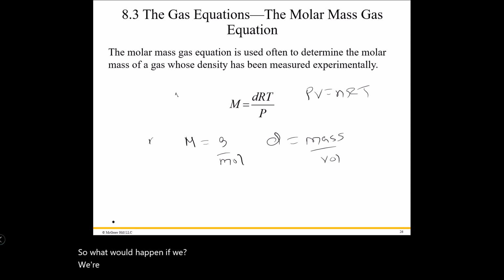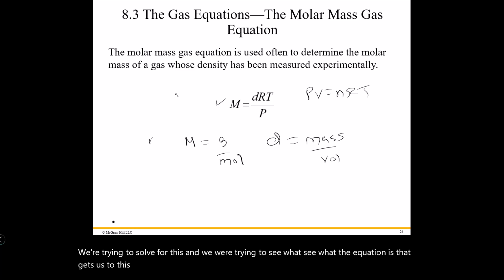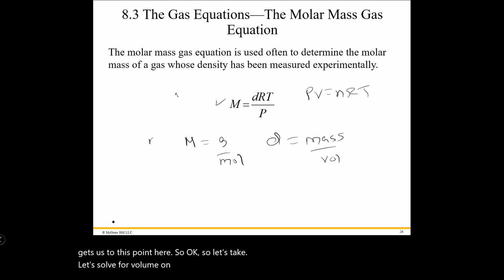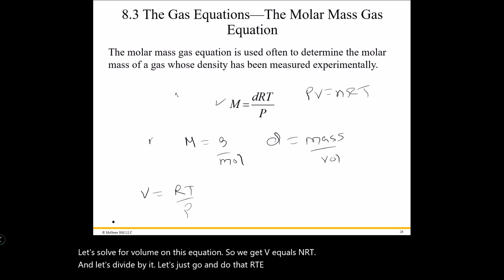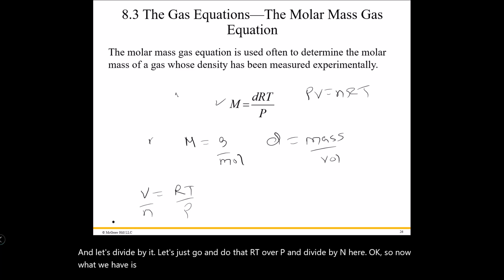we're trying to solve for this, and we were trying to see what the equation is that gets us to this point here. So let's solve for volume on this equation. We get V equals nRT over P, and let's divide by n here. Now what we have is volume, which would be in liters, and number of moles here.